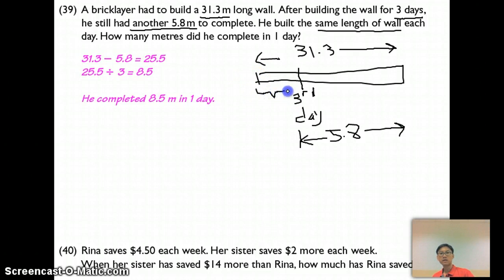So if I can find this, I can find out how much he built in 3 days, and then how much he completed in 1 day. So therefore I take 31.3 minus 5.8, that will give me 25.5. So this 25.5 is how much he built in 3 days. So when I divide by 3, 8.5 is what he completed in 1 day. Straightforward.